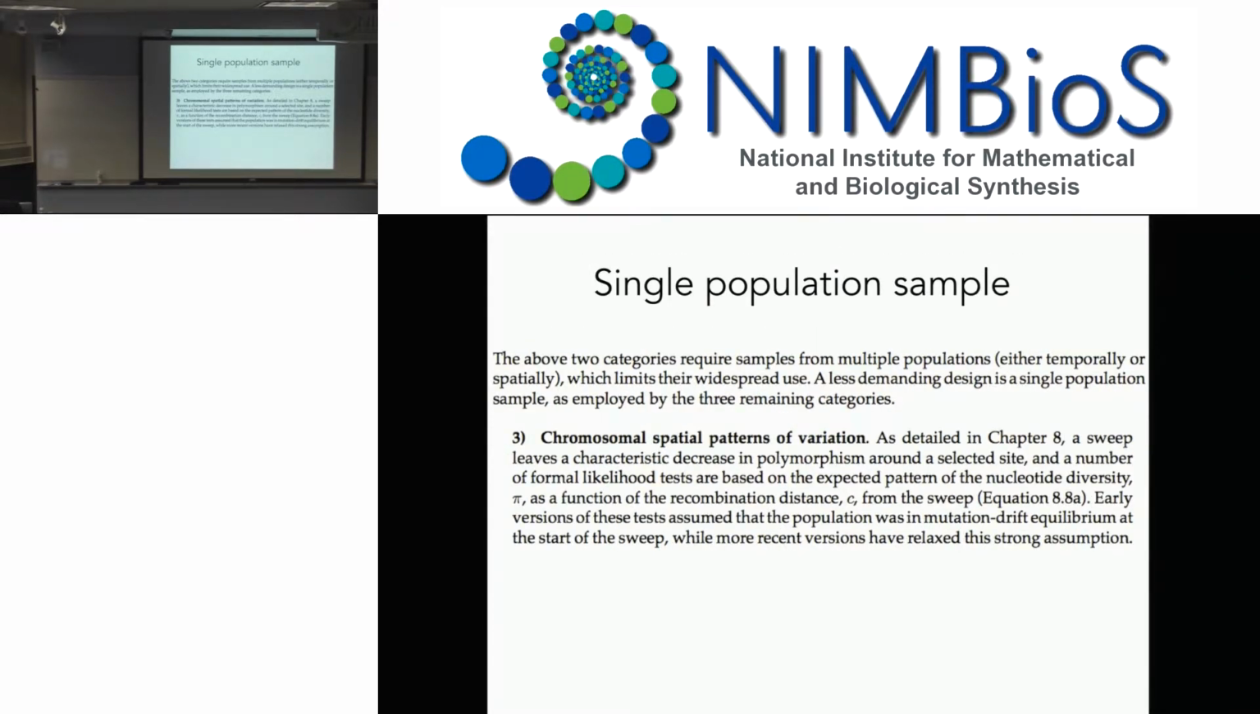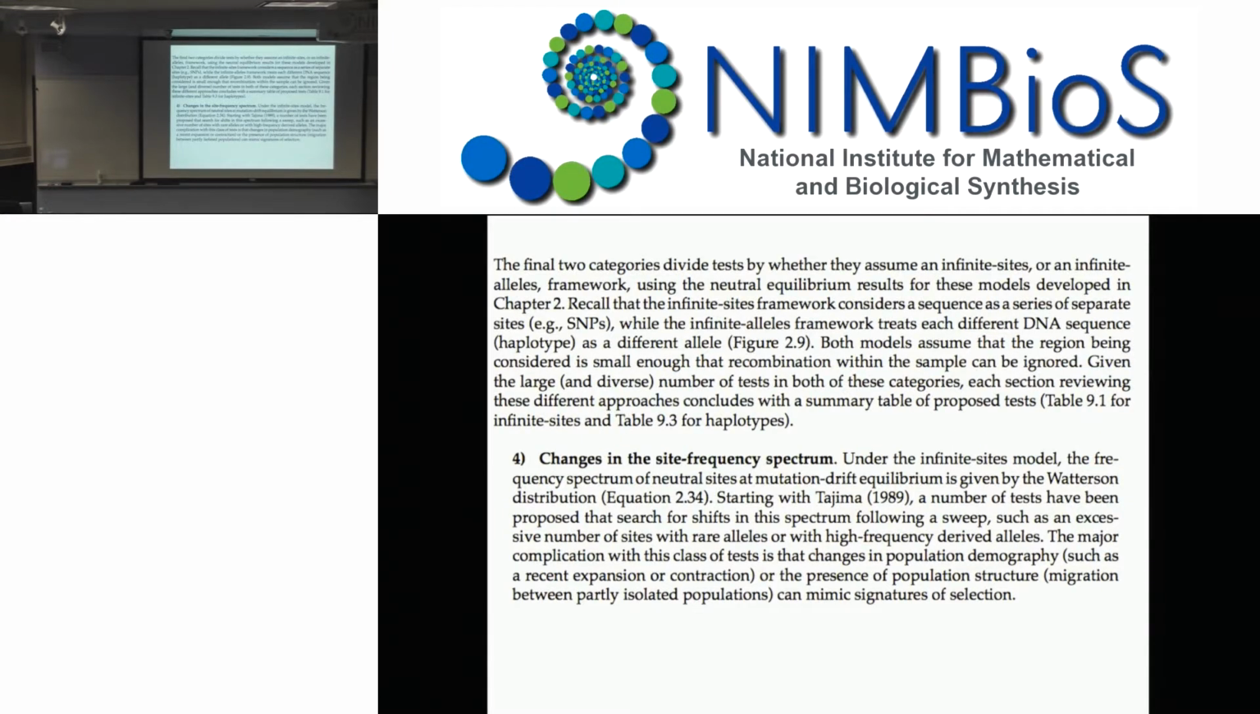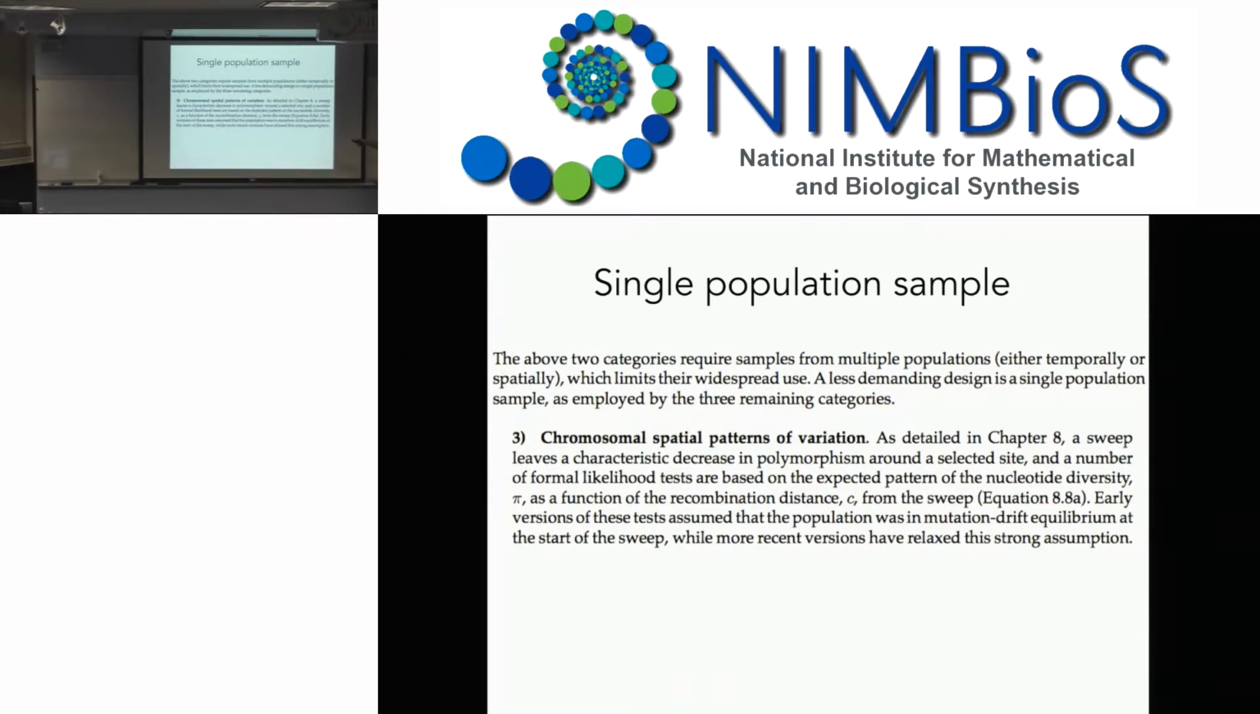Then you can have a single population sample, and there's lots of things you can do here, which we'll talk about in the next lecture, like site frequency, allele frequency, LD. For now, we'll talk about spatial patterns of variation. On a chromosome, I have a model that tells me, if I know the recombination rate, how that pattern of variation should vary about my selected site. I can go ahead and ask, does the observed pattern fit not just the depression in variation, but the specific shape of that depression in variation? That's a likelihood ratio test.